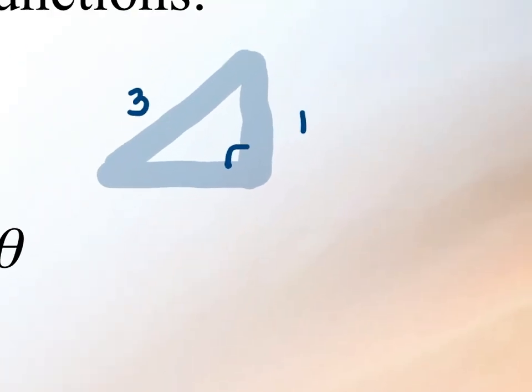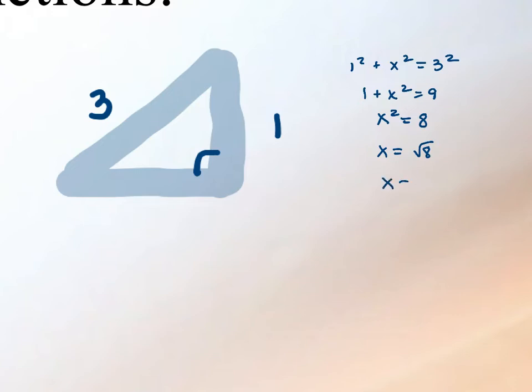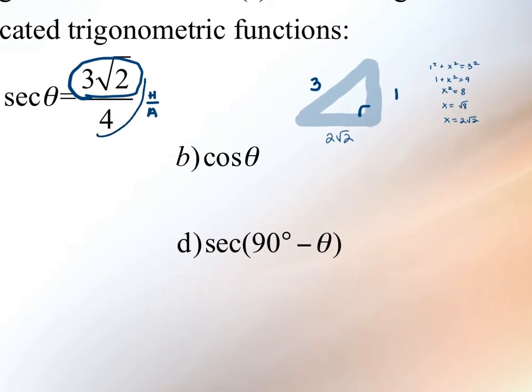So let's test that theory out by using the Pythagorean theorem to find the third side of this. So I'd get 1 squared plus x squared equals 3 squared. 1 plus x squared equals 9. X squared would equal 8. X would equal the square root of 8, which is 2 root 2. Now, hypotenuse over adjacent would have been 3 over 2 root 2, which would have been rationalized to 3 root 2 over 3 times 2, which is 4. And then your information matches.